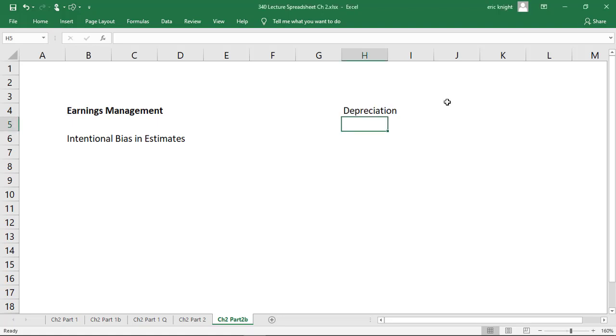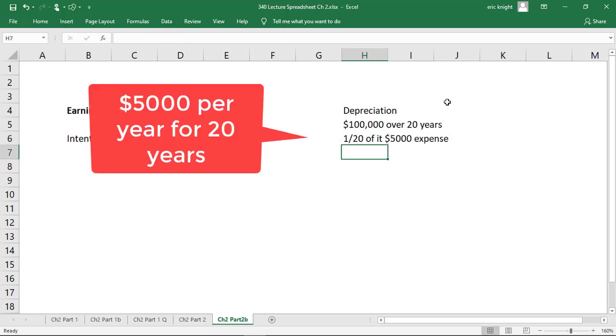So let's look at depreciation. As you recall, depreciation is spreading out the cost of an asset. For example, let's say we bought some equipment for our factory for $100,000 and we're going to use it over, let's say, 20 years. That 20 years is an estimate. If we bought it in 2020, we're not going to expense $100,000 in 2020. Instead, we want to expense only what we're going to use. So we would only use 1/20th of it. So that would be a $5,000 expense if that were the case.